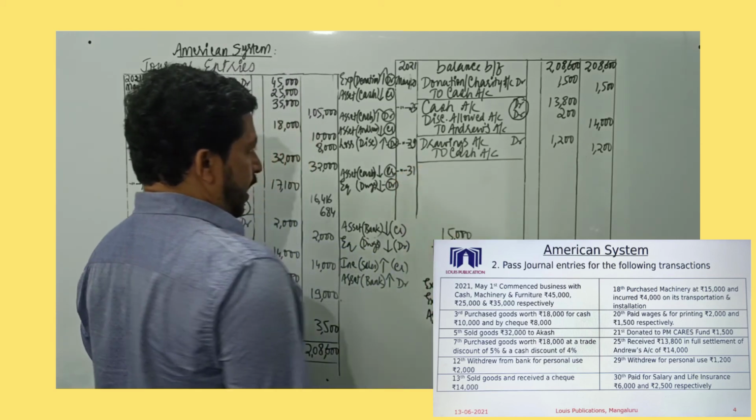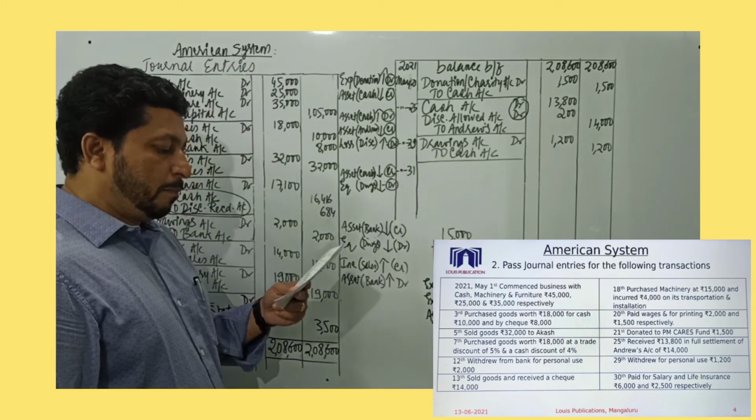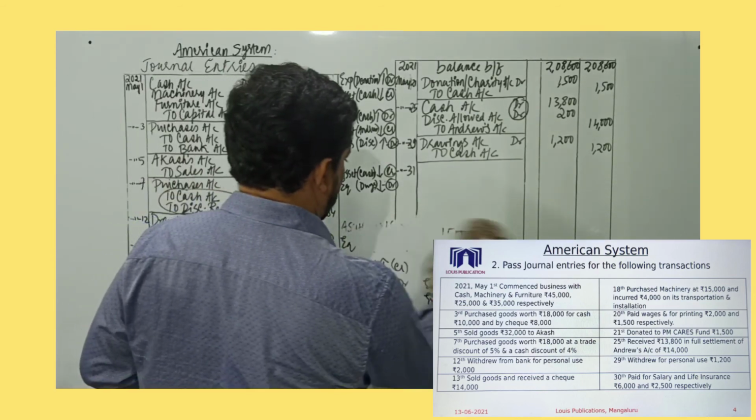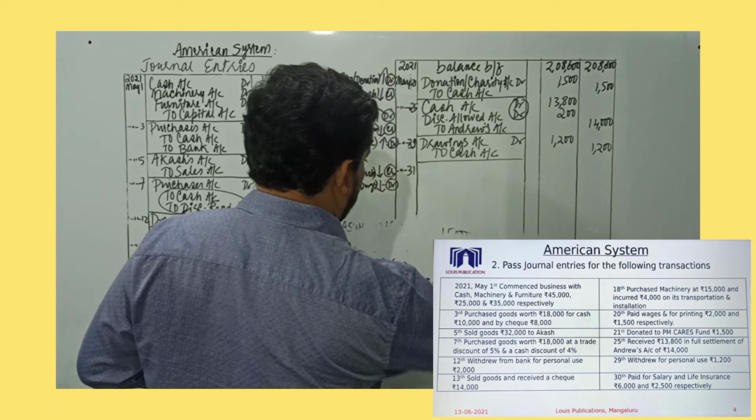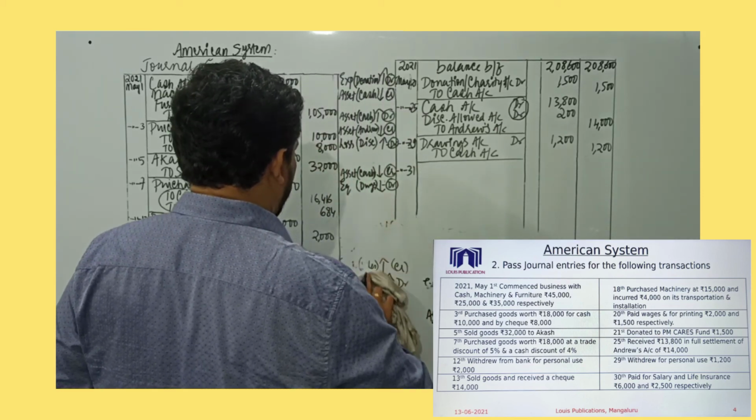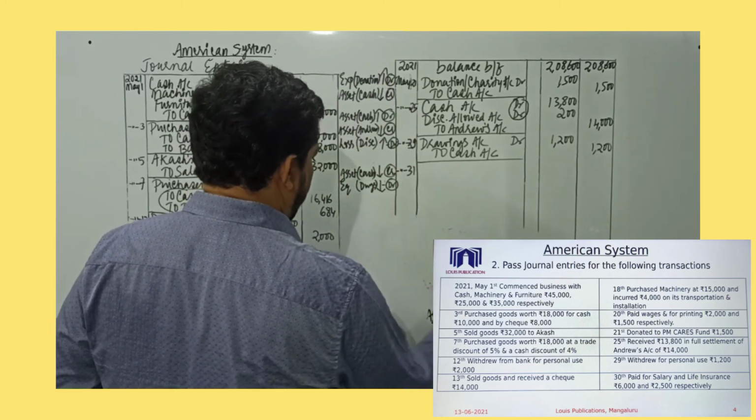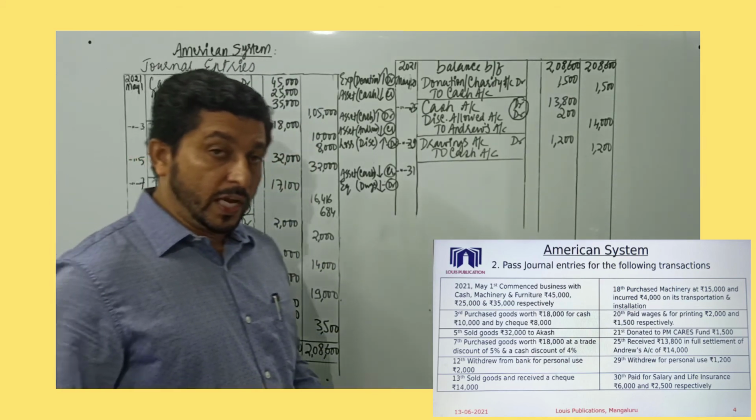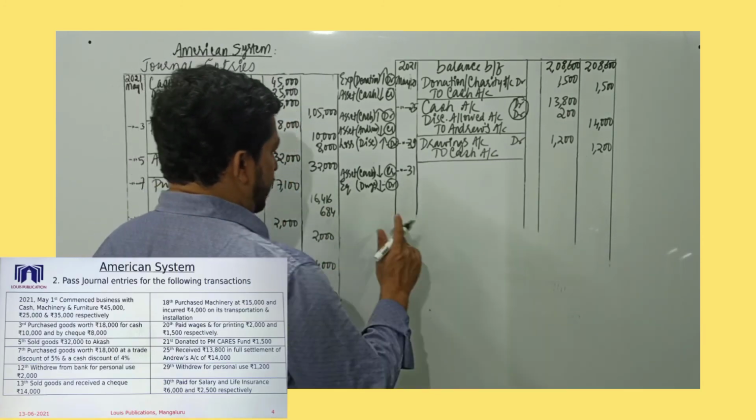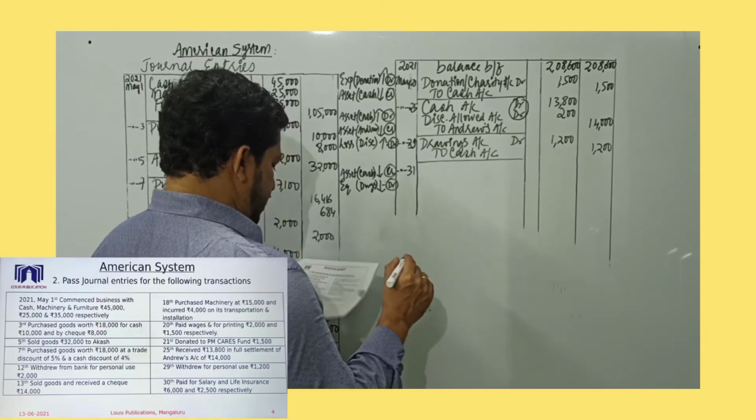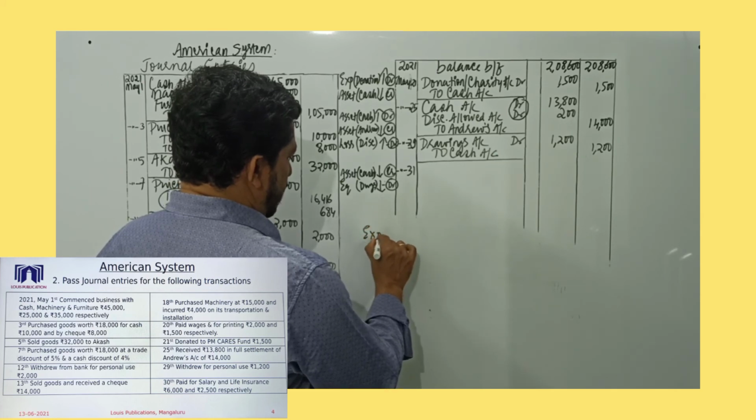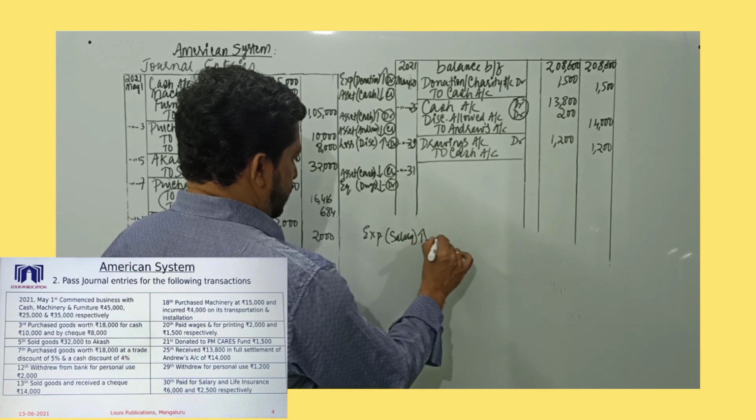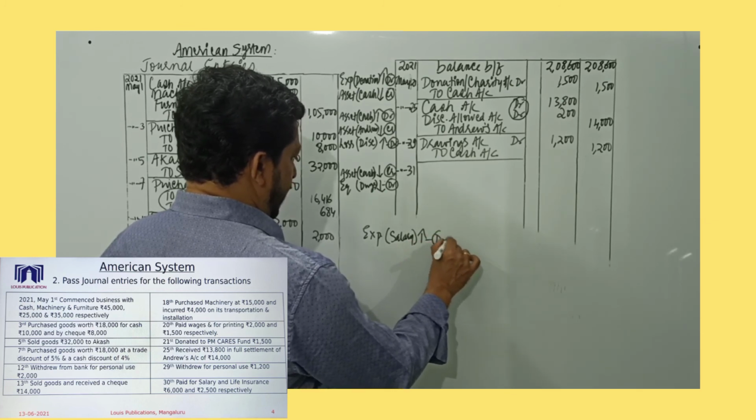Then we have the last transaction, paid for salary and life insurance. This is a very interesting transaction. The business is paying for salary and also for life insurance. That is life insurance on the life of the businessman, and life insurance on the life of the businessman, remember, is drawings. So the accounts present: one is expense, name of the account is salary. Expense increases, so it will be debited.